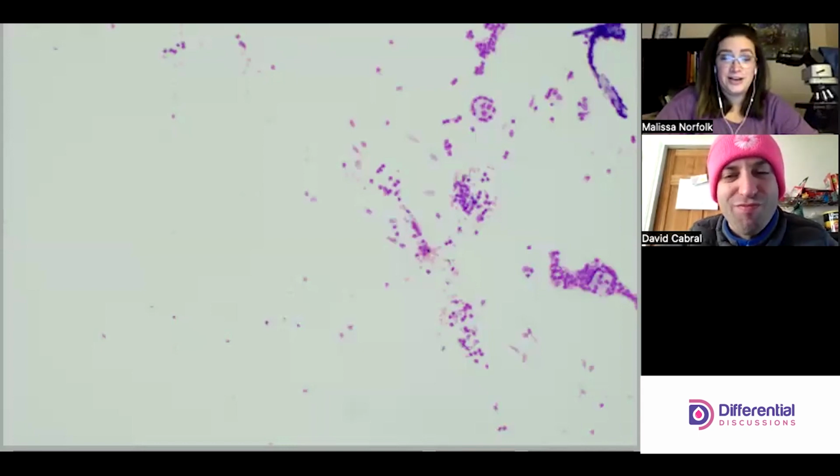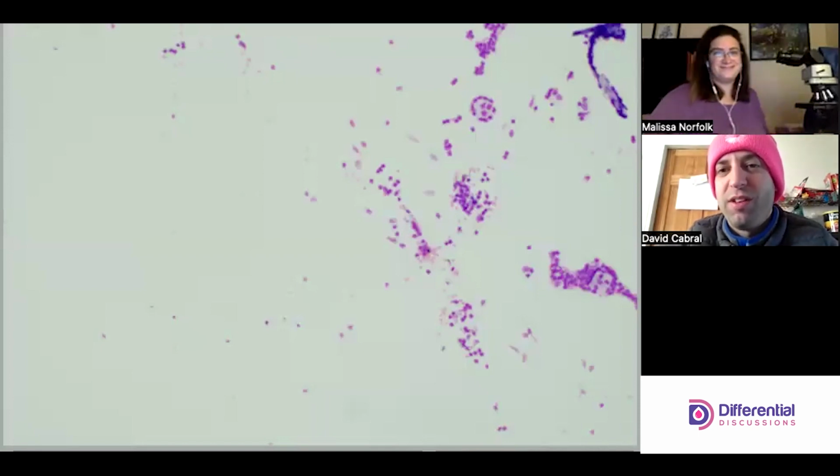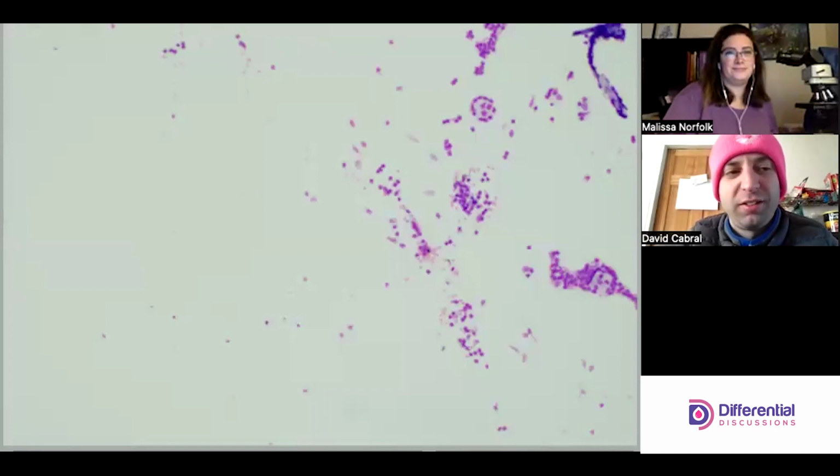And today we're looking at another serous fluid. We're looking at another pleural fluid. Yeah, pleural fluids are usually interesting. Hopefully this one delivers.